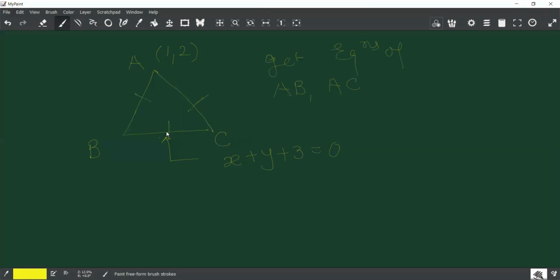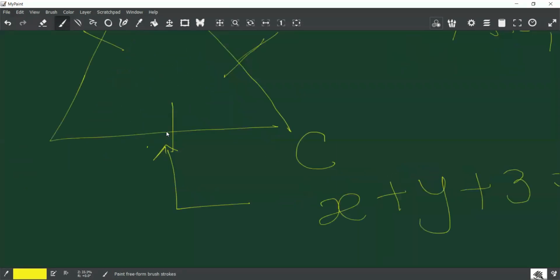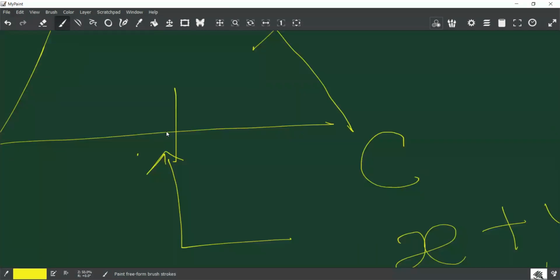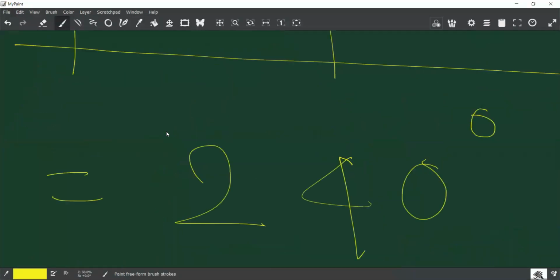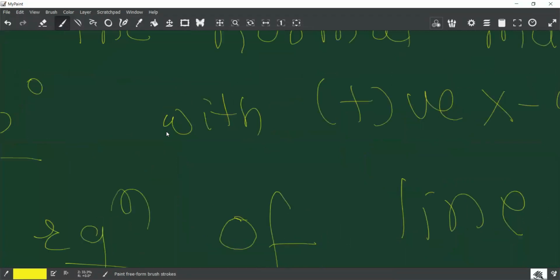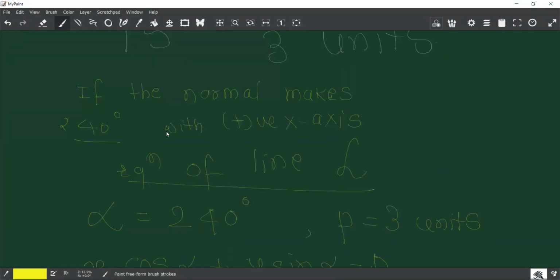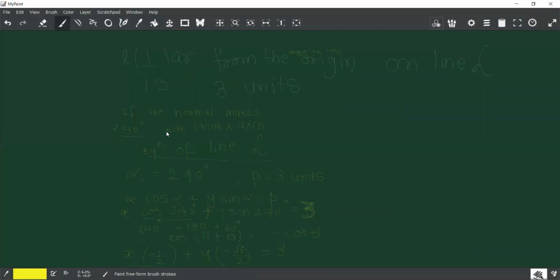You want the previous sum again? One minute, which previous sum do you want to see? The length of the perpendicular from the origin on the line L is 3 units, and if the normal makes 240 degrees with positive x-axis, you have to get the equation of line L.